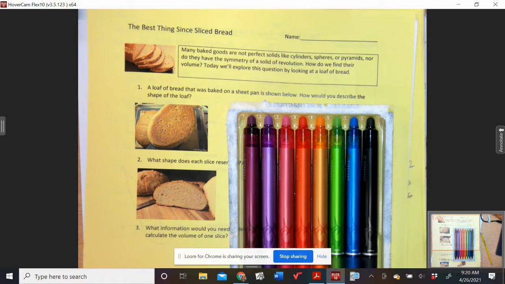For cross sections today, we're going to be talking about bread, which I know seems a little strange, but that is still what we are doing. So if you're wondering, that's on purpose. It's a little strange, and that's okay.